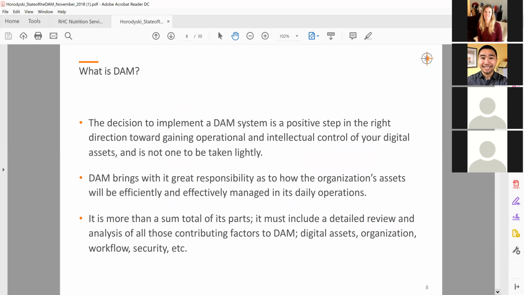So to close that out, what is DAM? What I wanted to introduce with this slide is that the decision to do a digital asset management system is a very good positive step in gaining control of your intellectual property and your digital assets. Now, to do DAM, it does bring great responsibility in terms of how you manage your daily operations. It's more than just the sum of its parts. You need to be able to have a detailed review of things such as workflow, security, and metadata attached to all those assets.